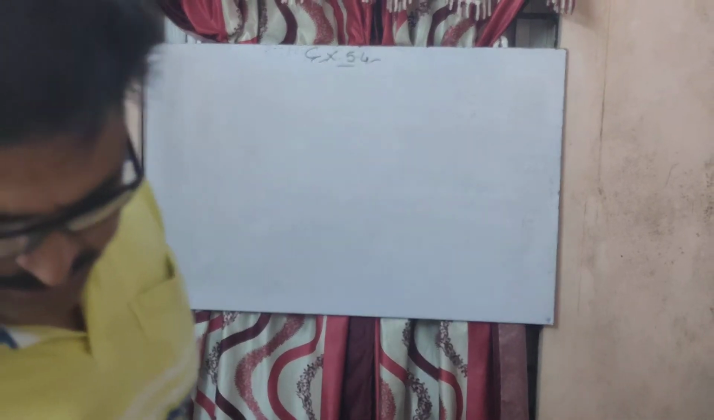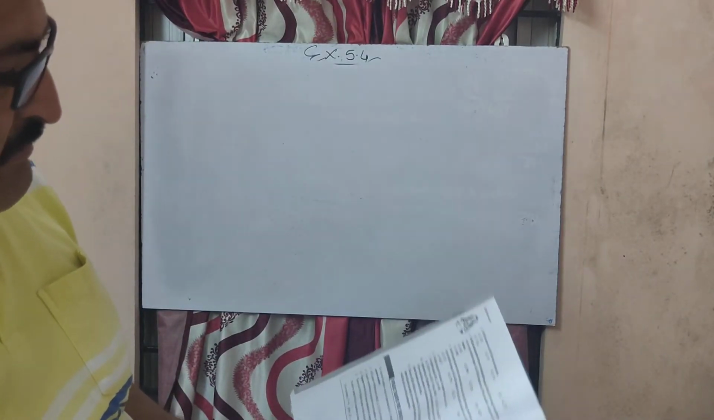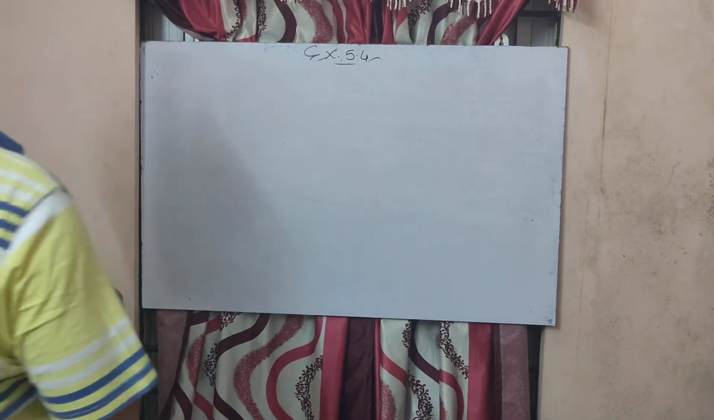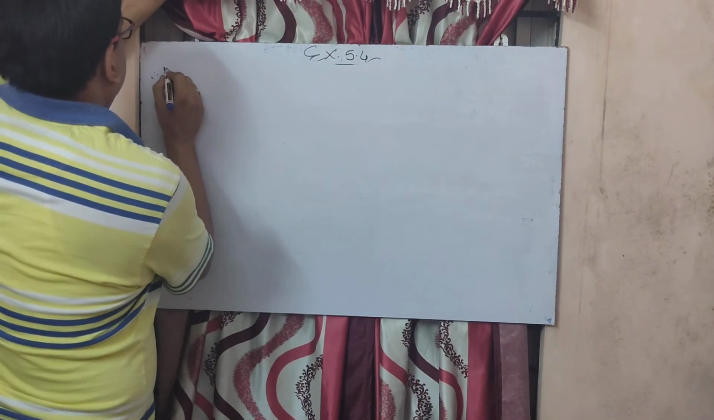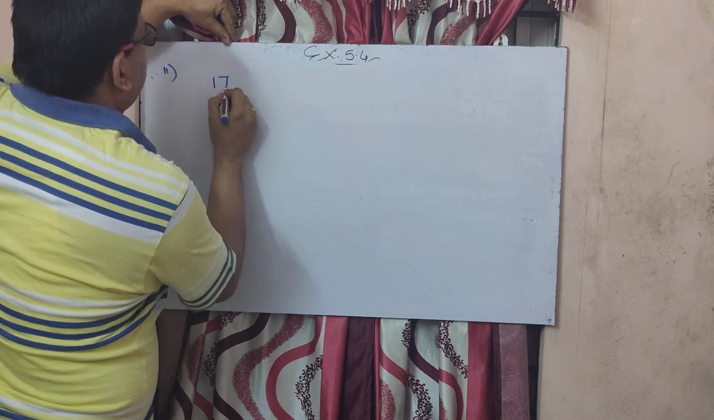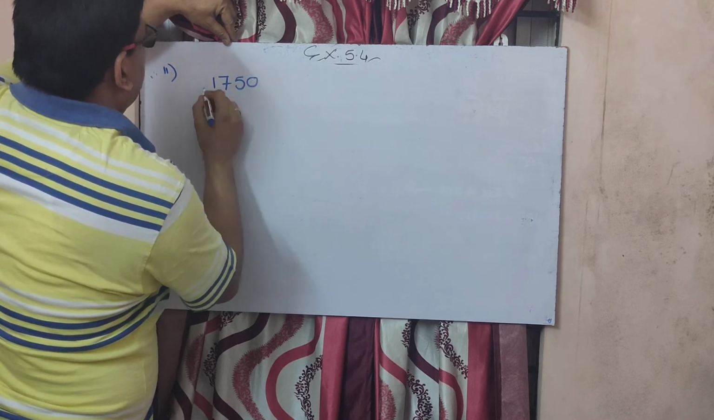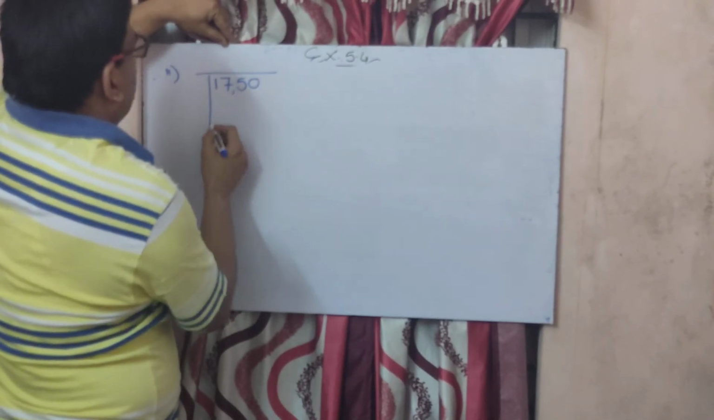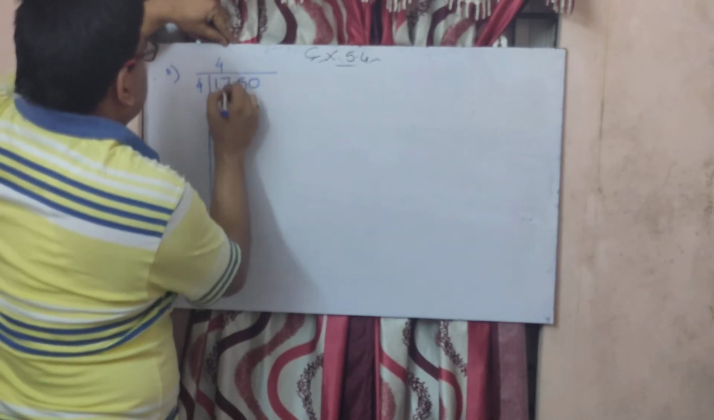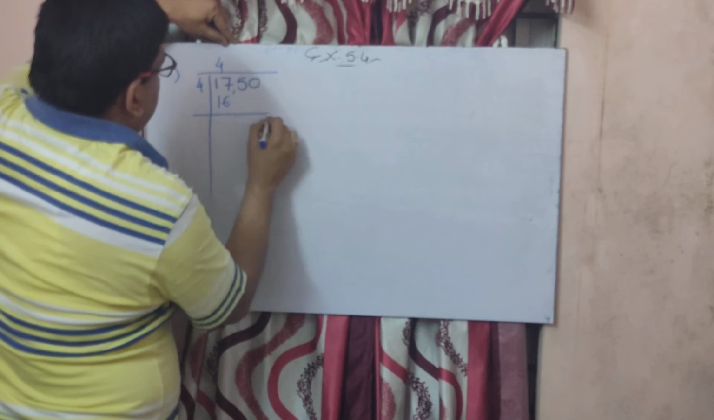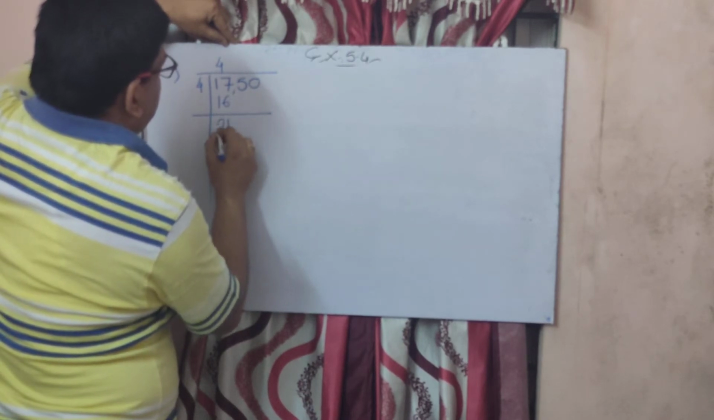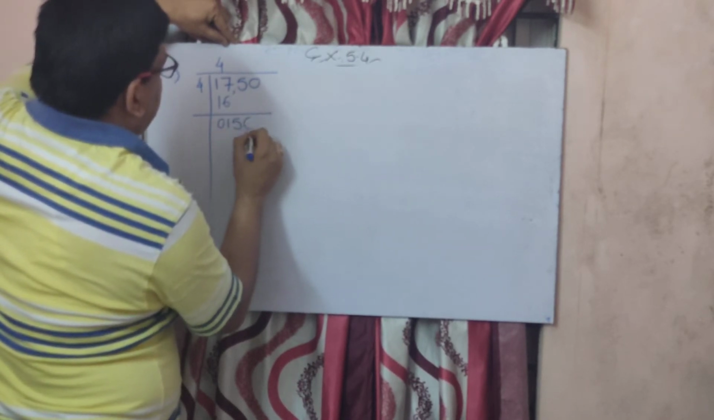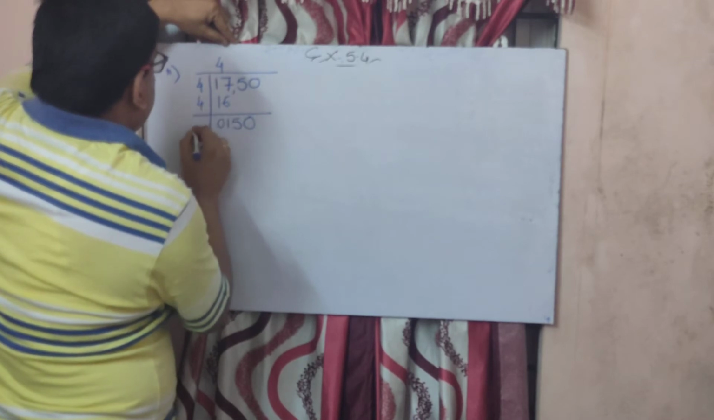So what is the next example? Next example, 1750. Okay. Now the second example, 1750. Now slowly we'll do it. Now 4 4s are 16. So how much remaining? 1 remaining. Take 50 down, it becomes 150.